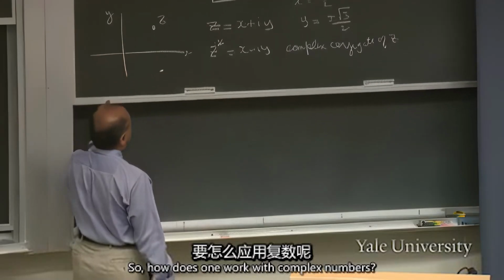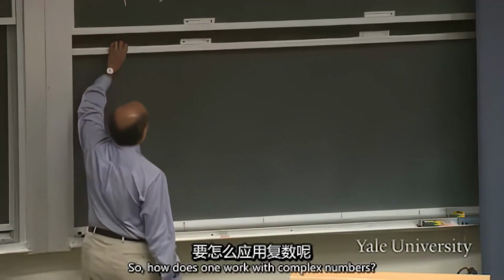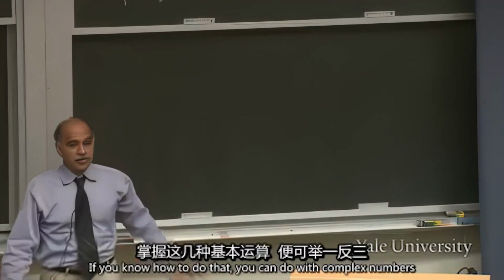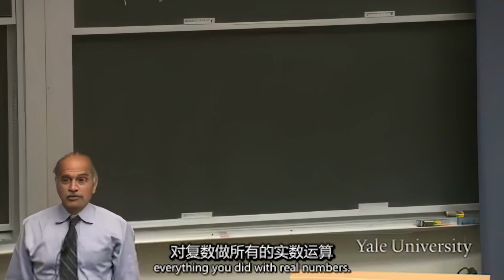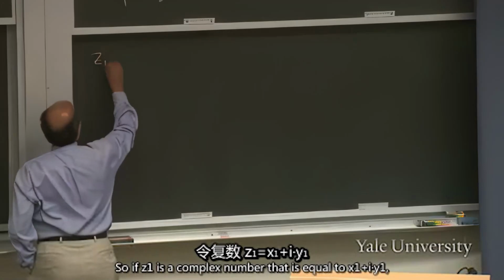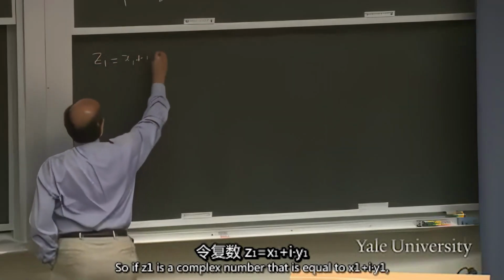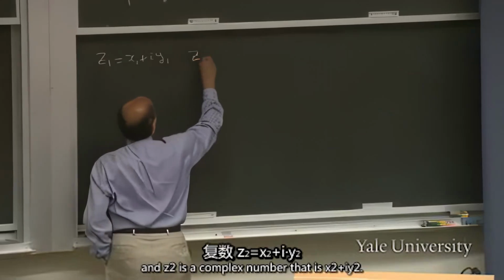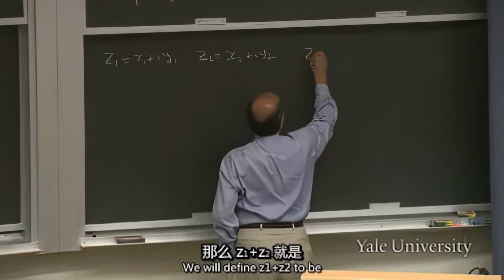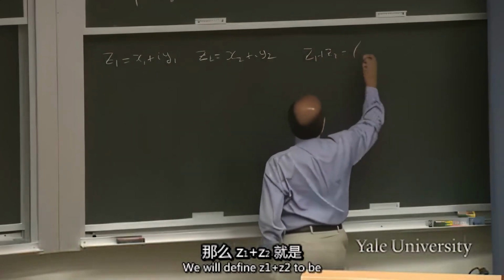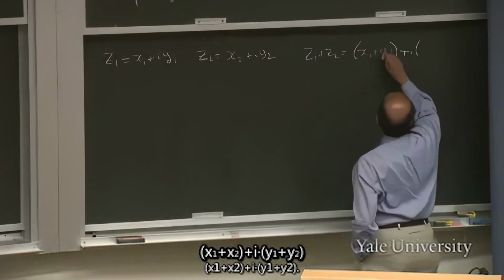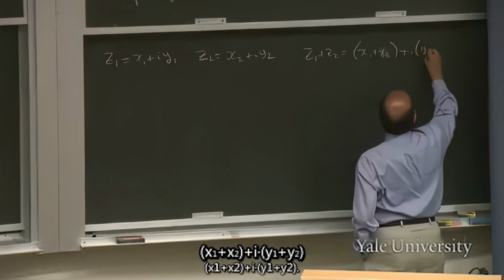Okay, so how does one work with complex numbers? You add them, you subtract them, and you multiply them, and you divide them. If you know how to do that, you can do with complex numbers everything you did with real numbers. So if z1 is a complex number that is equal to x1 plus iy1, and z2 is a complex number that is x2 plus iy2, we will define z1 plus z2 to be x1 plus x2 plus i times y1 plus y2.